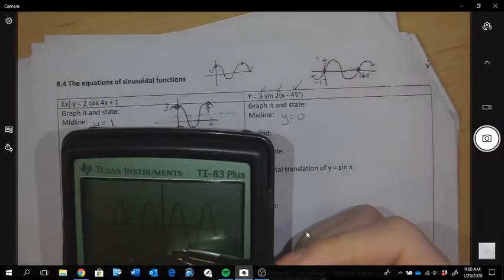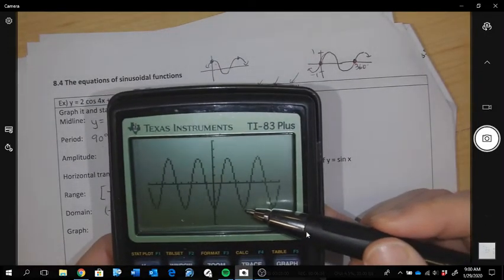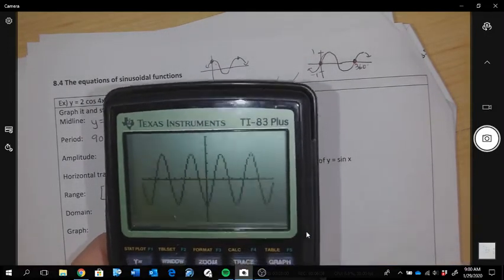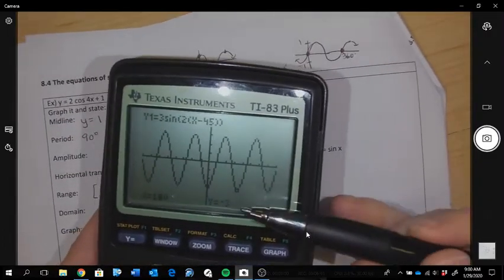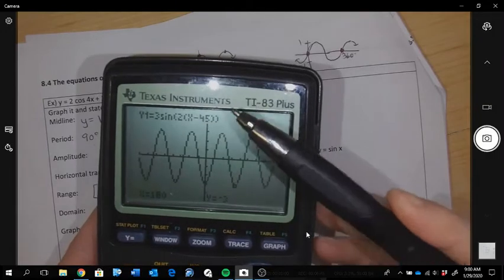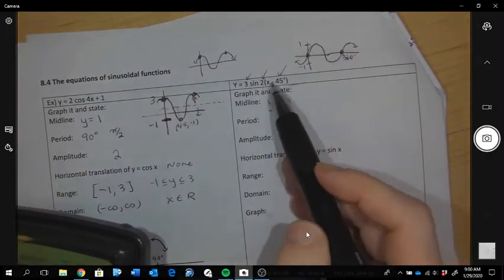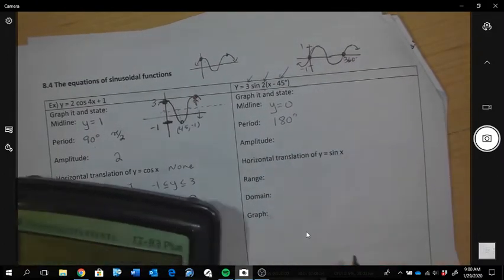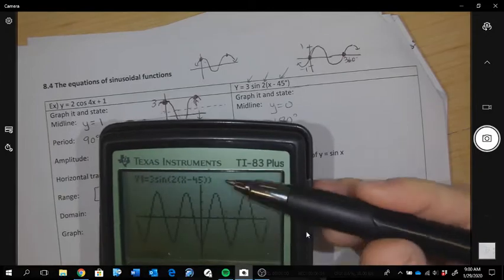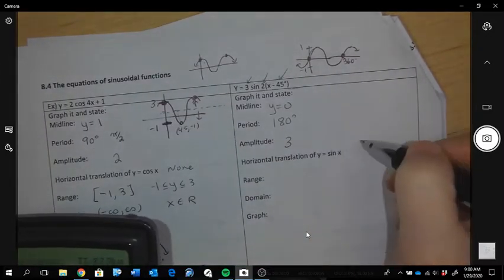The period is how long it takes to go through a cycle. So you can see right here, it ends a cycle right there. And then I predicted that was 180 degrees. And it is true. So you can see it took 180 degrees because the 360 normal cycle got compressed by 2. The amplitude, it stretches 3 high and 3 low off of the midline.